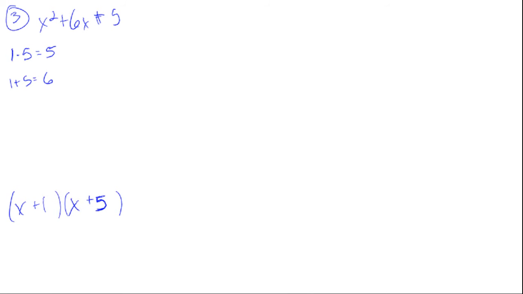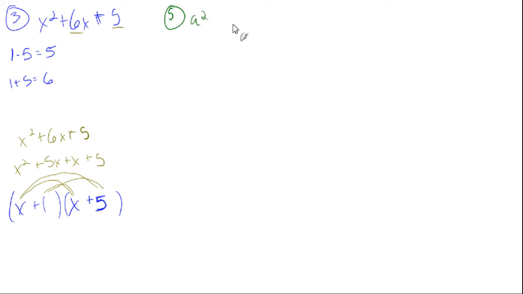Okay, let's just multiply those out and see, does that work? x times x is x squared. x times 5 gives us our 5x. 1 times x gives us our 1x, and 1 times 5 will be the constant 5, so x squared plus 6x plus 5. So yeah, it worked out. Multiplies to make this number and adds to make this number. Let's do another one. We'll do number 5.